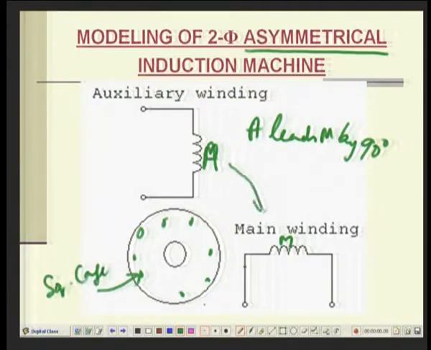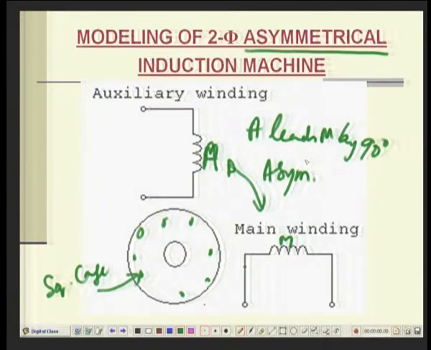And these two are asymmetrical. What do you mean by asymmetrical? The two windings are at 90 degrees, so at least to some extent that symmetry is met. What other asymmetry will be there?